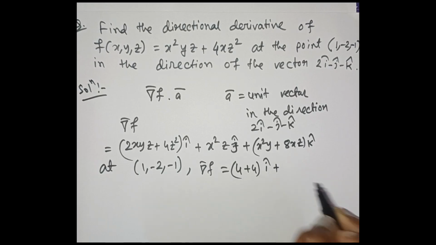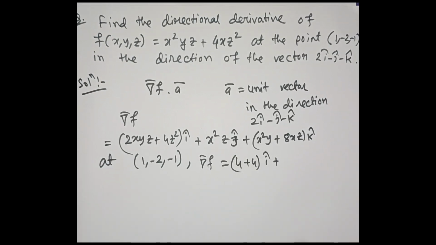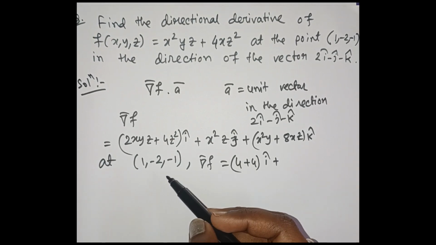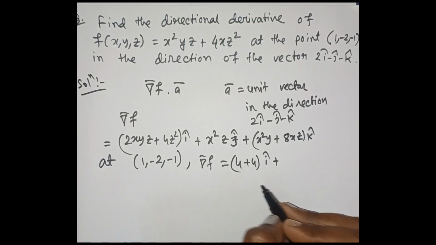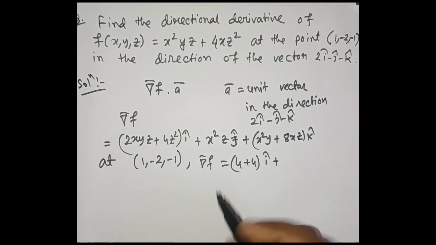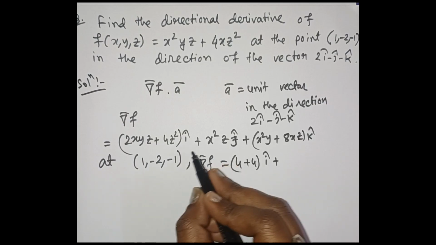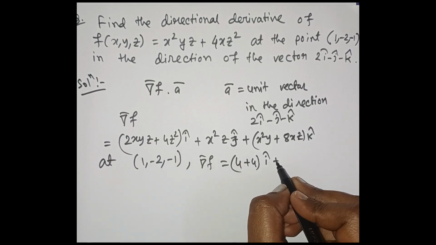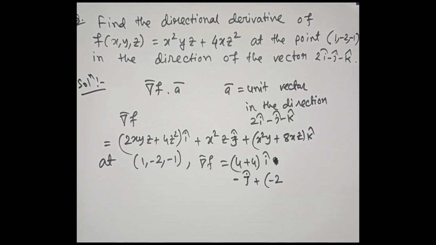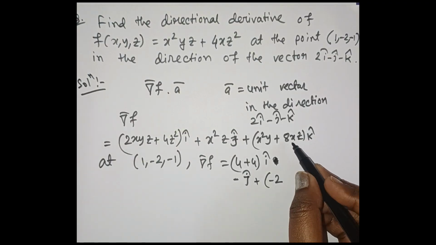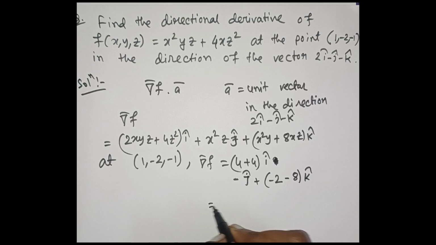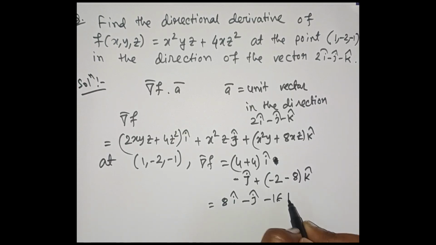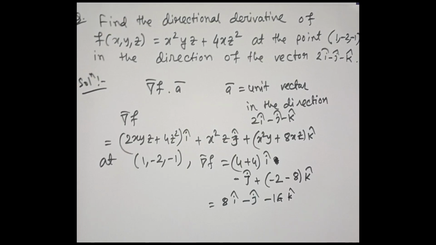i cap plus 1, minus j, plus 8xz, that is minus 8k. So this is 8i minus j minus 16k.